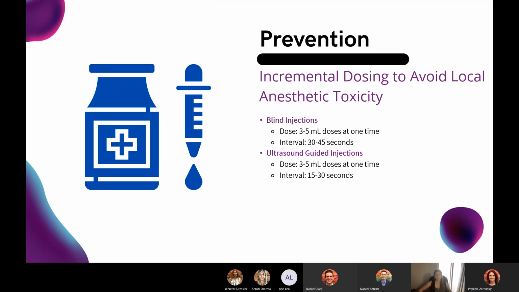One method to prevent local anesthetic toxicity is using small incremental doses of local anesthetics and seeing if there's a toxic response. The recommendation, according to the American Society of Regional Anesthesia and Pain Medicine, the ASRA, is to administer 3 to 5 milliliter doses at one time. The length of time to pause between intervals should be about the time it takes for the local anesthetic to circulate once through the body, which is about 30 to 45 seconds. If you choose to do ultrasound-guided injections, you can use a shorter interval of about 15 to 30 seconds between injections.